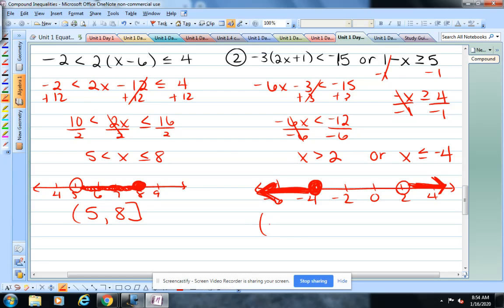Yes. So parentheses, negative infinity, comma, bracket, because that one's included, right? Union. What is the left boundary on this one? Parentheses, 2, comma, infinity, parentheses. Raise your hand if you got that one right.